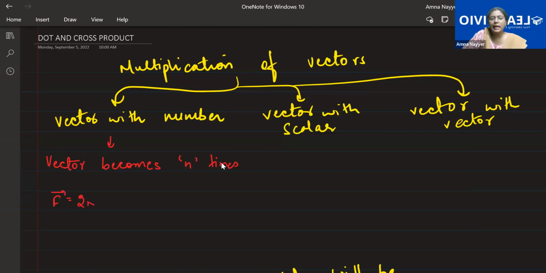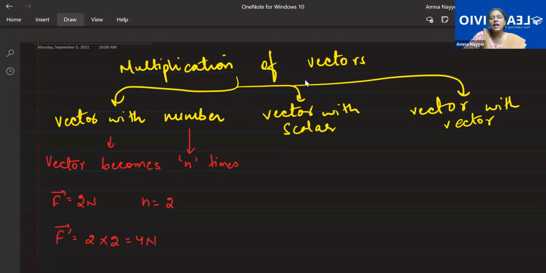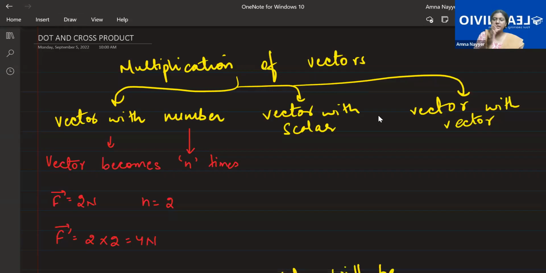and I'm doubling it. So now the new vector will be 2 into 2, which is 4 Newton. So straight away with the number, you just make it n times, where n is your number. Then you have when vectors are being multiplied with a scalar quantity. Okay, vector getting multiplied to a scalar. So this is also your simple multiplication when a vector is multiplied to a scalar quantity.